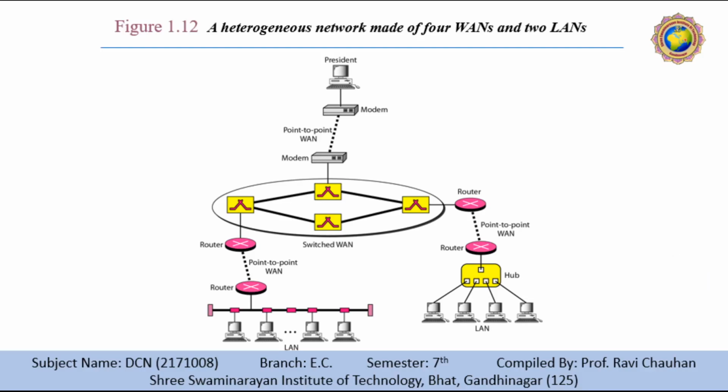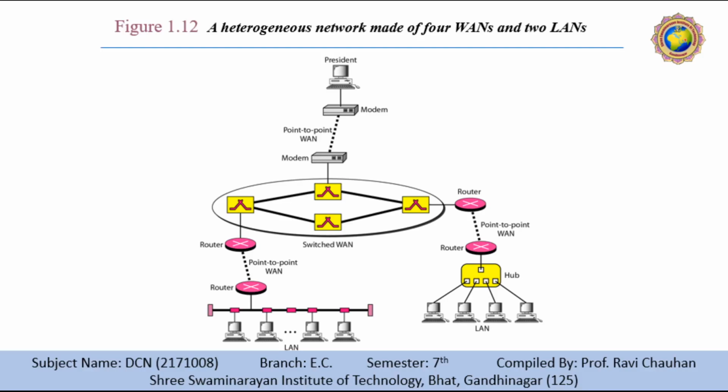Now, if we connect different networks to each other, what does it form? The interconnection of networks is called an internetwork or internet. Today, it is very rare to see LAN, MAN and WAN in isolation. They are connected to each other. When two or more networks are connected, they become an internetwork or internet.